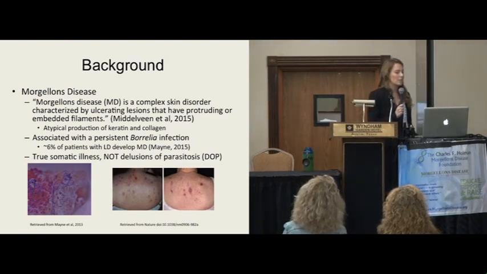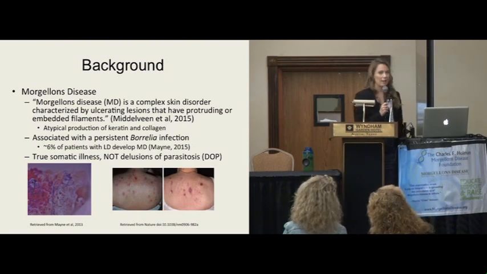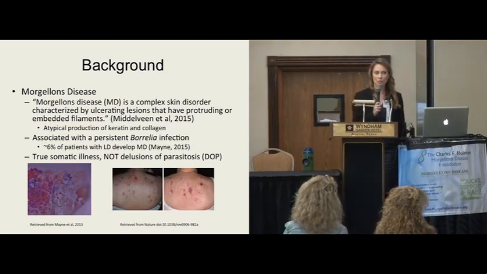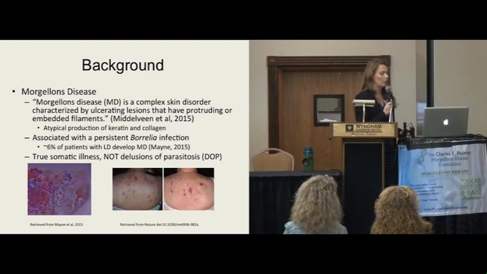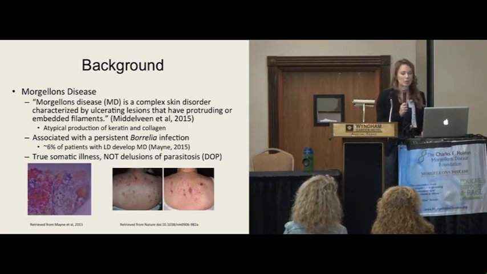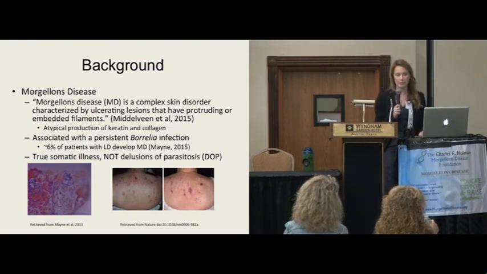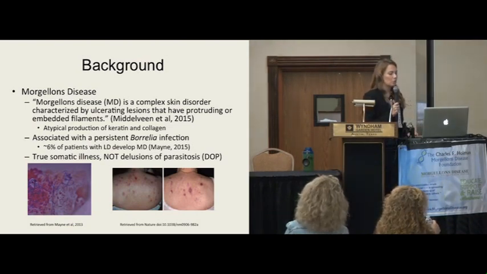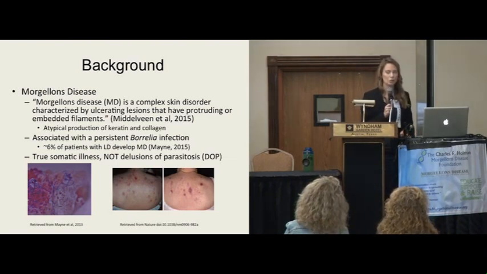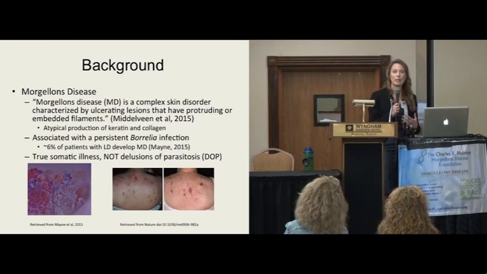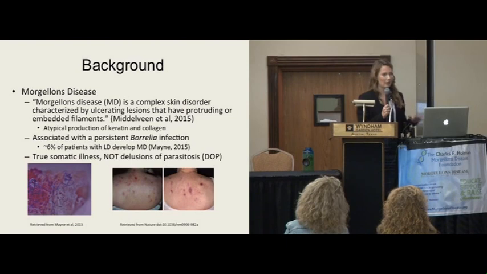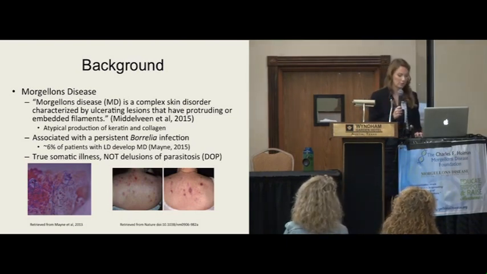So Morgellons disease is associated with a persistent Borrelia infection, possibly just a spirochetal infection as well, and there are these other multiple components. About 6% of patients with Lyme disease will go on to develop Morgellons disease. So again, this is a true somatic illness. This is not a delusional disorder. There is true delusions of parasitosis. That really is a true diagnosis. But those of you out here in the room, you do not have that. You have Morgellons disease, which is a dermatologic condition associated with an infection.